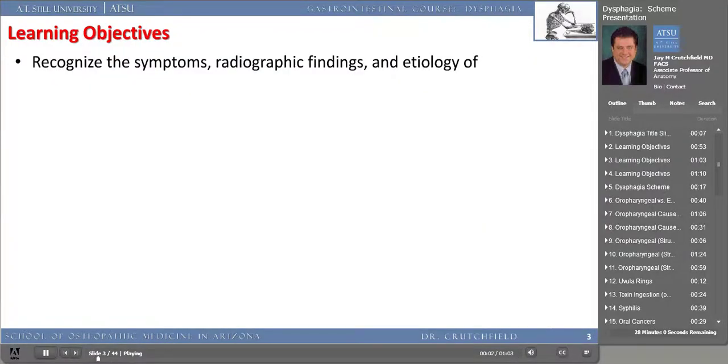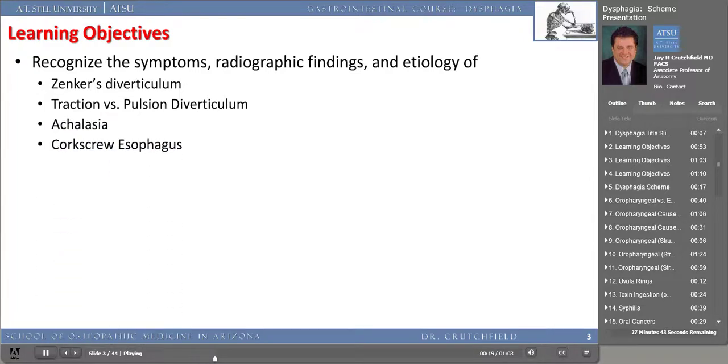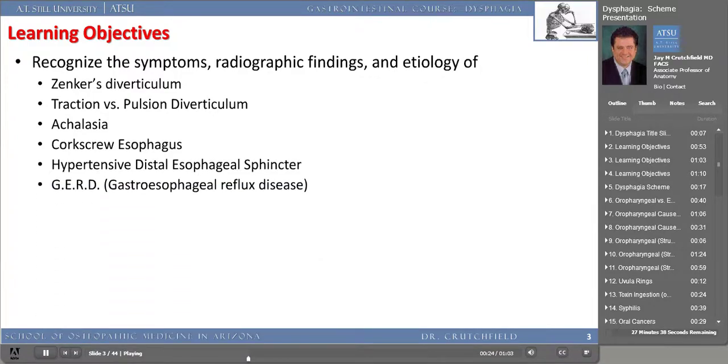So continuing with the learning objectives, first we need to recognize the symptoms, radiographic findings, and the causes of a Zenker's diverticulum. Then we'll discern what the difference is between a traction and pulsion diverticulum. We'll talk about achalasia, corkscrew esophagus, and hypertensive distal esophageal sphincter. Gastroesophageal reflux disease is also a cause of distal esophageal dysphagia, as well as Chagas disease and a very rare congenital anomaly involving the subclavian artery, dysphagia lusoria.